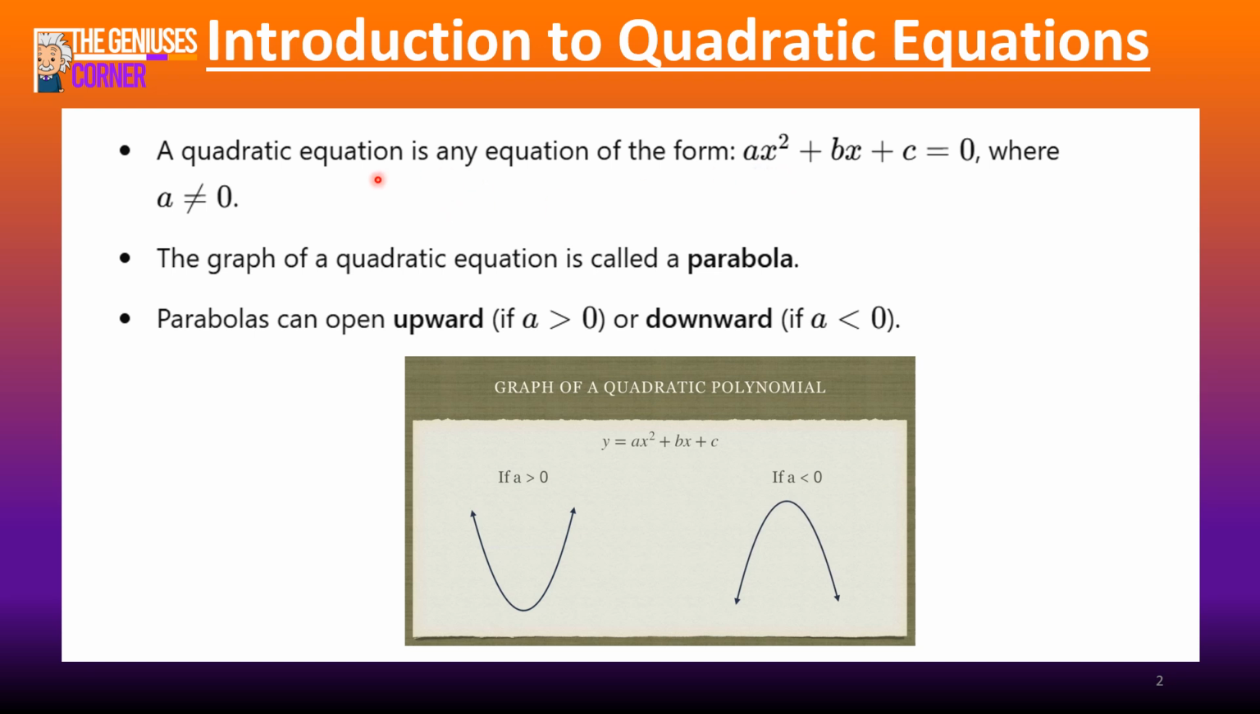We also need a to tell us whether the quadratic equation is pointing upwards or downwards. The graph of a quadratic equation is called a parabola. Parabolas can open upwards when a is larger than 0, which we usually call the smiley face, or downwards if a is smaller than 0, and that is the frowny face form.